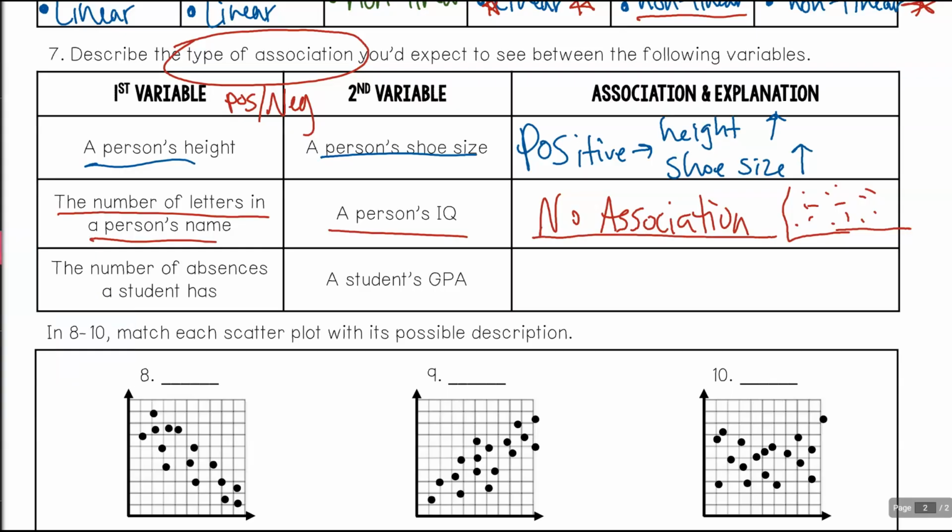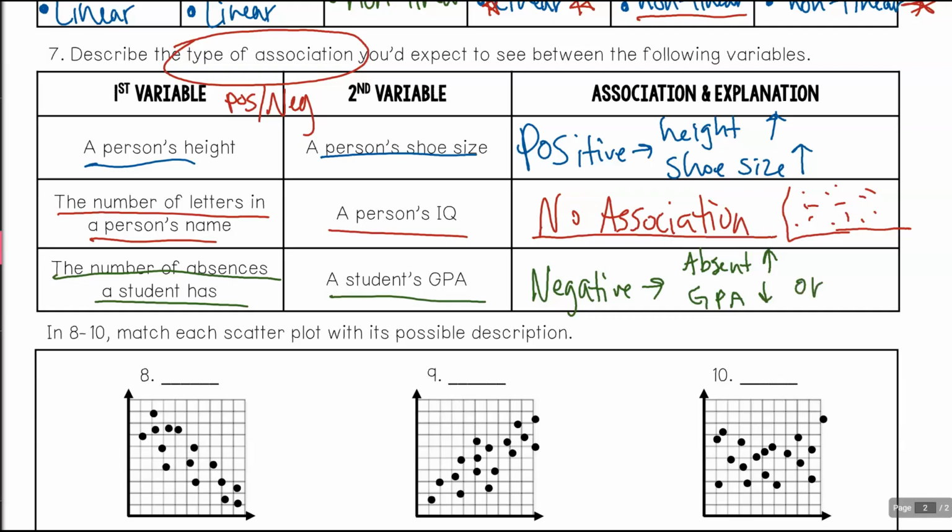So then you probably guessed that this last one's probably going to be the other, which makes sense. The number of absences a student has and their GPA is negative, and here's why. You could look at it two ways. If you're absent more, if your absences go up, that probably means your GPA is going to go down because you're going to be late on things, not getting stuff turned in, not understanding assignments.